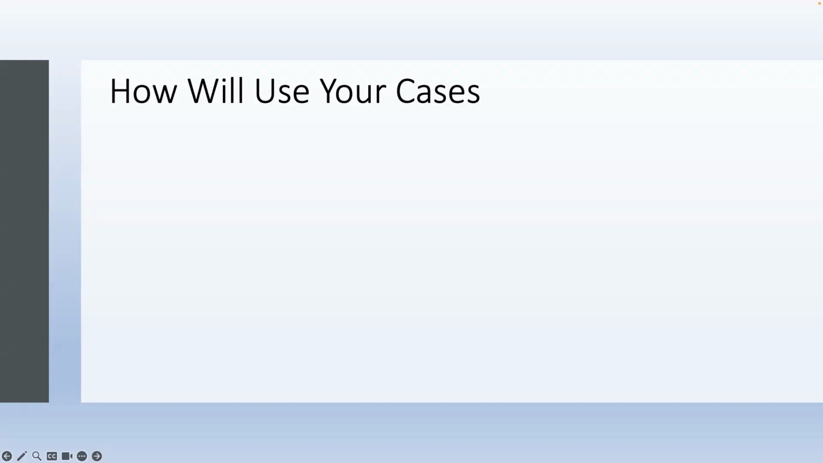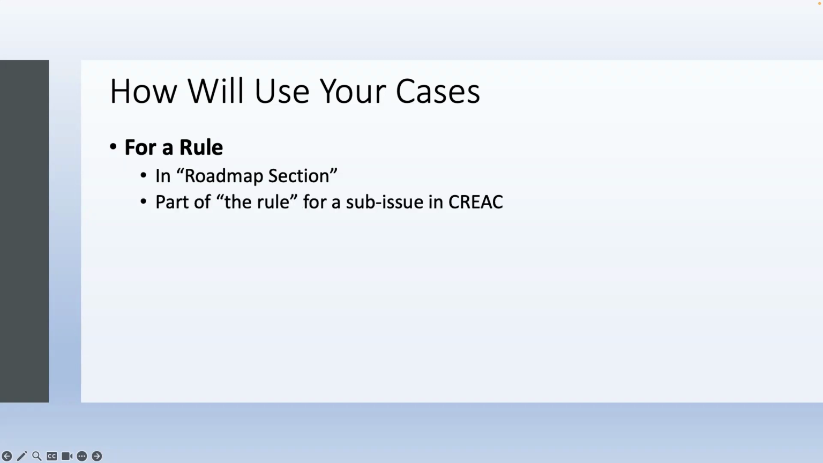So when we talk about citation, the first thing you need to think about is how are you actually going to use the cases that you have? Well, you're going to use your cases for a rule. That would be in the roadmap section. You would use it for your background rules, for your governing rule, and for any helper rules you might have. You're also going to use it to support the rules in your subsections.